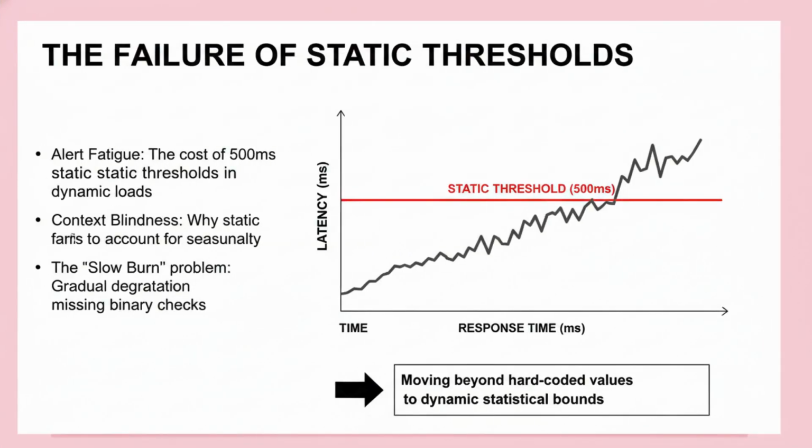Traditional monitoring relies on static thresholds, for instance, alerting if latency exceeds 500 milliseconds. While simple, this approach is deeply flawed in dynamic, global environments. Static thresholds are prone to alert fatigue because they don't account for natural variance or seasonality. A 500 millisecond spike during a peak traffic hour might be normal, while the same spike during a quiet period could indicate a major memory leak. Furthermore, static thresholds often miss slow burn anomalies, gradual degradations that stay just below the threshold but still consume the error budget over time. We need a system that understands context and adapts to the data's natural rhythm.